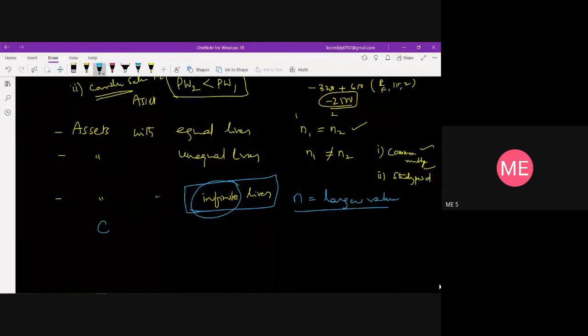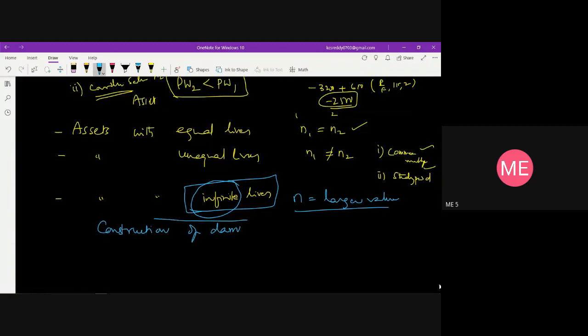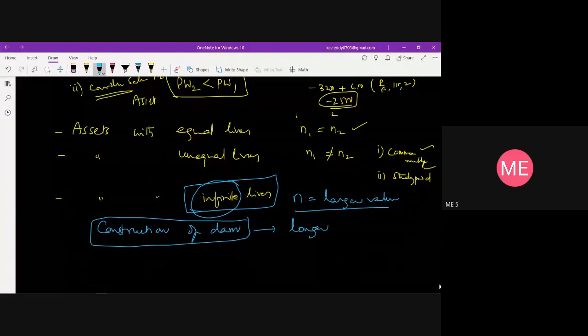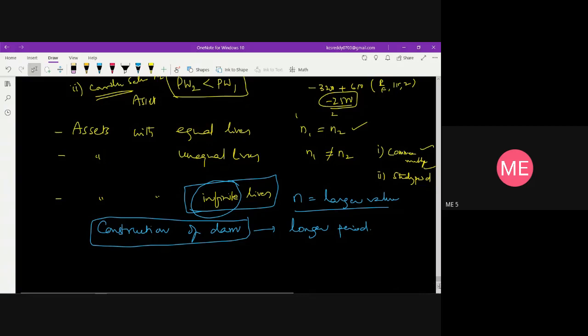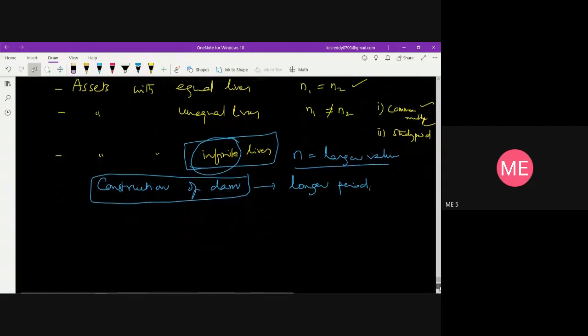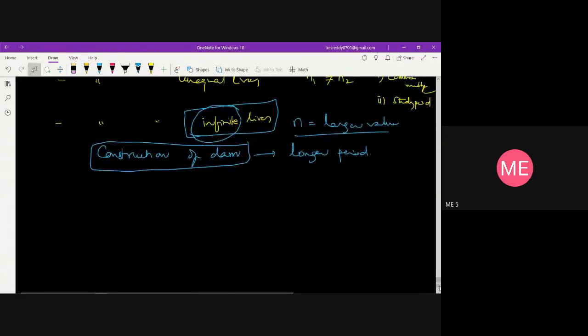So an example I can mention is the construction of a dam. When you start with the construction of a dam, it will last for a longer period. Those assets we can call assets with infinite lives. So in that case, how are we going to find the worth or capitalized cost of that particular construction of a dam?